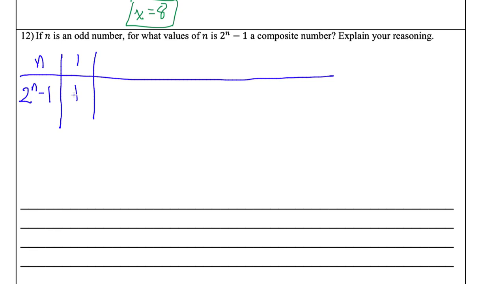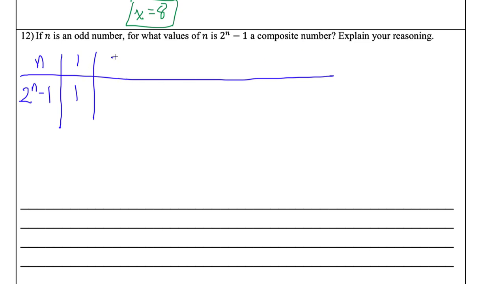Again, a composite number means it's not prime. So composite numbers are like 6 or 9 or 8. A prime number, a non-composite number, is something like 7 or 5 or 13. These are prime numbers. So we're looking for the opposite of a prime number, something that has a factor other than 1 and itself. So 1 is a prime number.